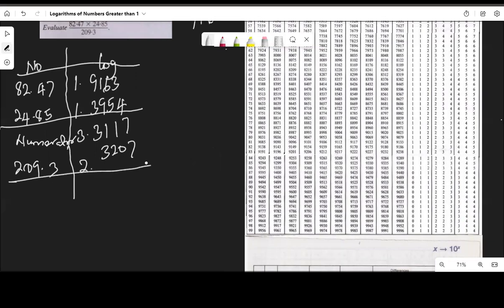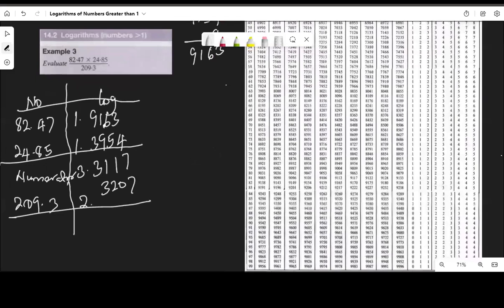Now, when dividing numbers, we subtract their logarithm. So the numerator is divided by the denominator. So we are going to subtract the logarithm of the denominator from the logarithm of the numerator. 7 minus 7 is 0. 1 minus 0 is 1. We borrow to this, that is 11. 11 minus 2 is 9. This remains 2. Borrow to that is 12. 12 minus 3 is 9. This remains 2. 2 minus 2 is 0.